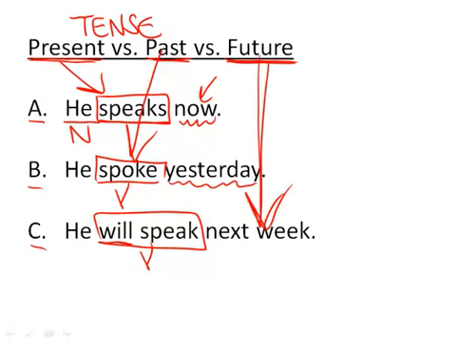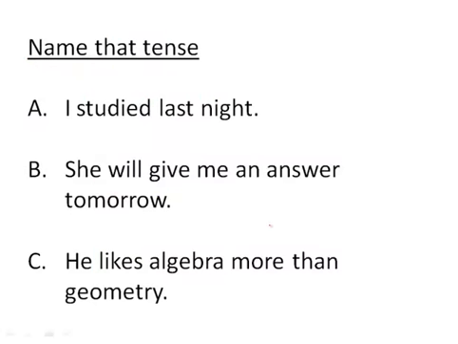And finally, we're going to have a few examples. And think of it as a game. Name that tense. Starting with A. I studied last night. When did you study? Last night. Is that now? Is that tomorrow? No, it has passed. So we have past tense of the word study or the verb study. And notice the ED here, studied, duh. In English, the ED means it is past tense.